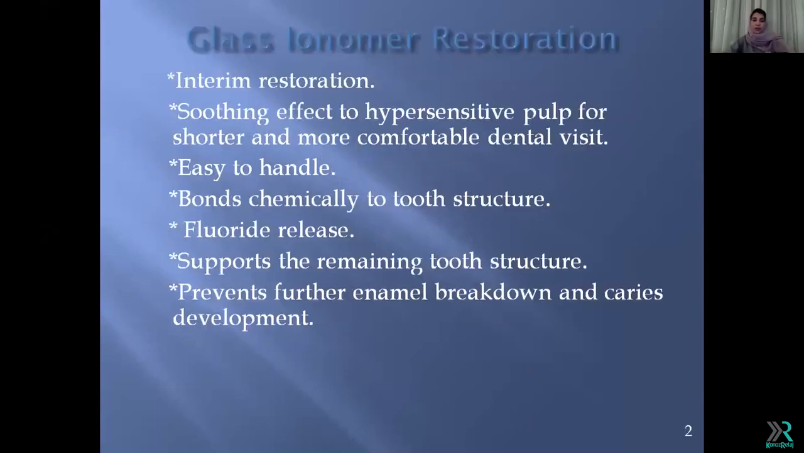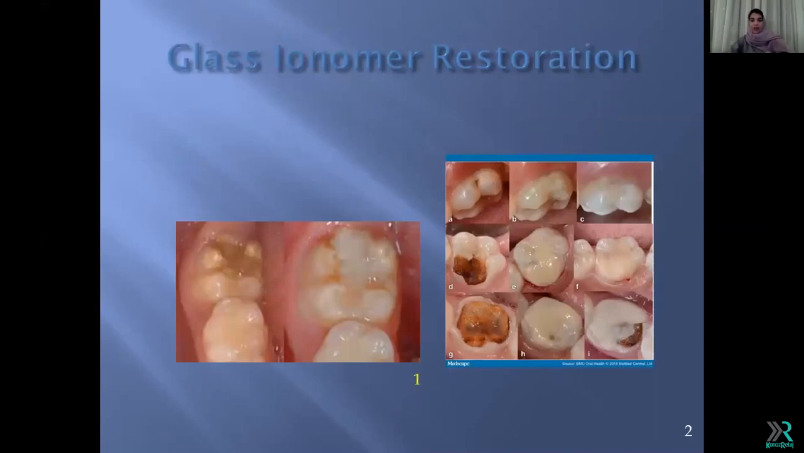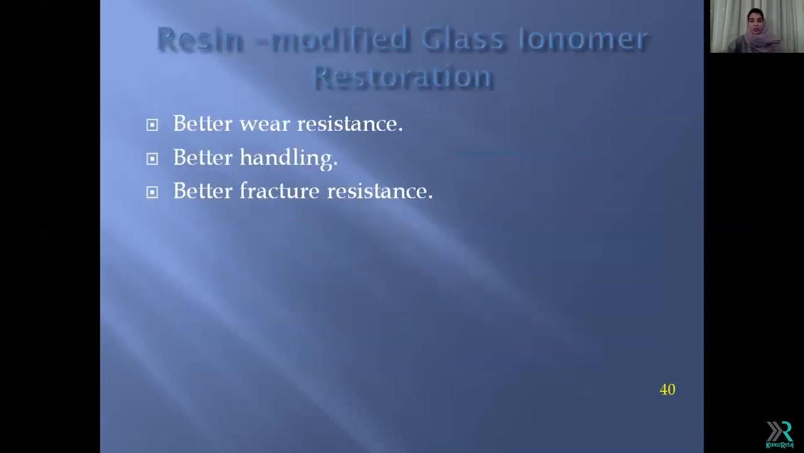The glass ionomer restoration can be used as an interim restoration that has a soothing effect on the hypersensitive pulp, allowing for subsequent shorter and more comfortable dental visits. It is easy to handle, bonds chemically to tooth structure, has the advantage of fluoride release, supports the remaining tooth structure, and prevents further enamel breakdown and caries development. Here are some cases that were restored with the glass ionomer restoration. There is a modified glass ionomer that can be used too.